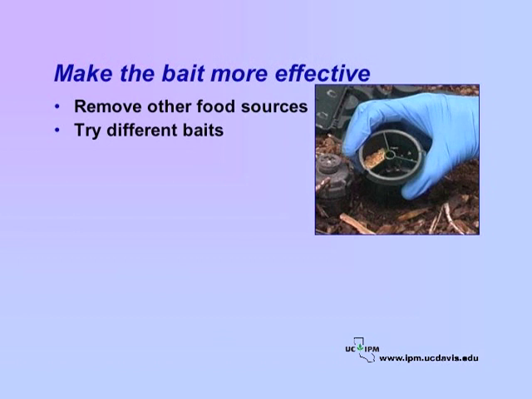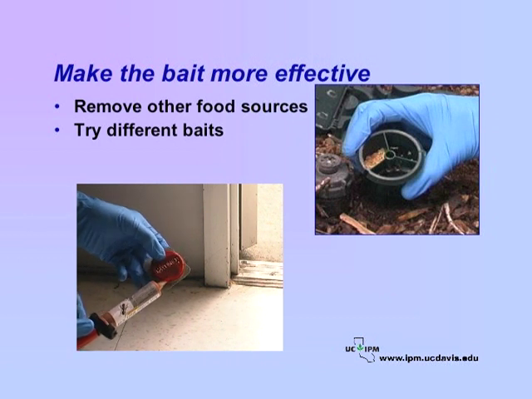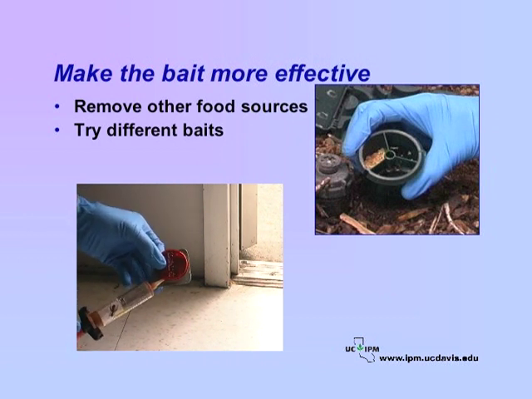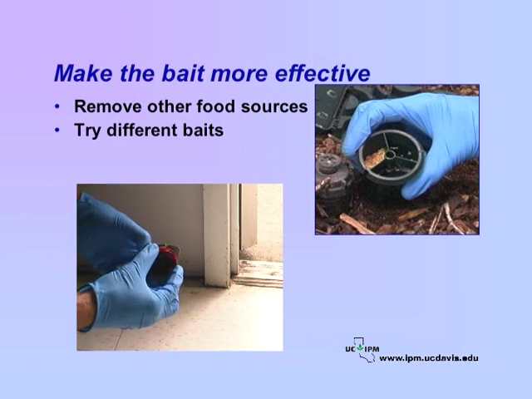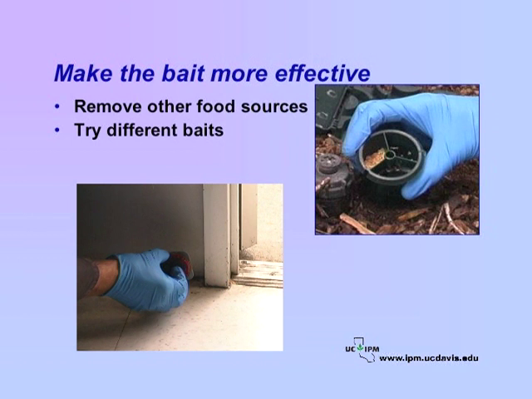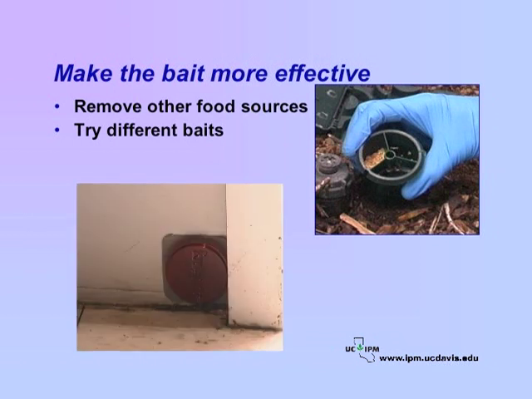Squirt sugar gel bait into a protein-based prepackaged bait, or squirt some protein gel into a sugar-based prepackaged bait. This is a protein-based container, and I'm going to squirt a little bit of sugar-based gel inside it so that the ants have several baits to choose from. And then this has a sticky back which we can peel off and place down in a corner where it will be out of the way and the ants will be able to find it.